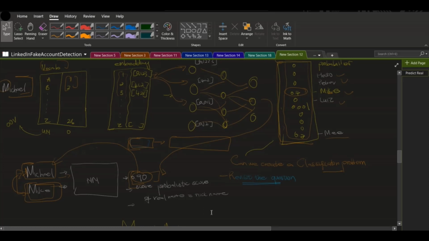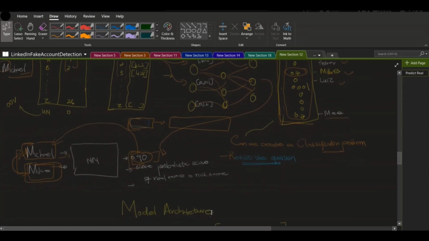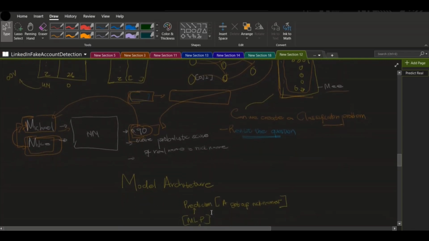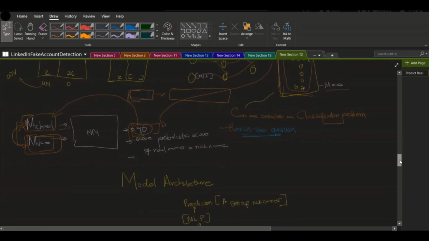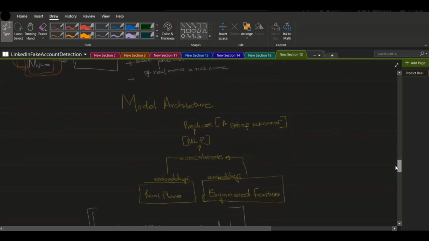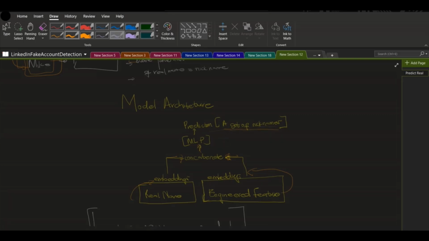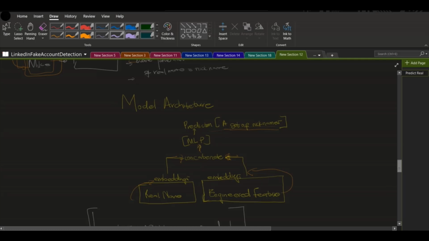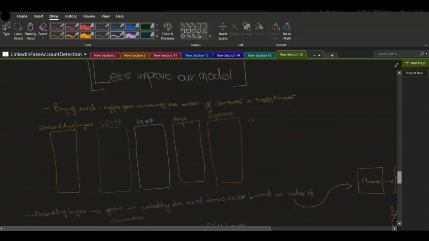So how can we try to come up with something better then? We can definitely train a multi-layer perceptron, whereby we take all of the real names and we embed them. We take all of the engineered features like country, and we concatenate these. Then we push them into the multi-layer perceptron. We get a prediction, a set of nicknames. That's how I think we can go about it. But there are still a lot of things missing inside here. How can we definitely improve this?